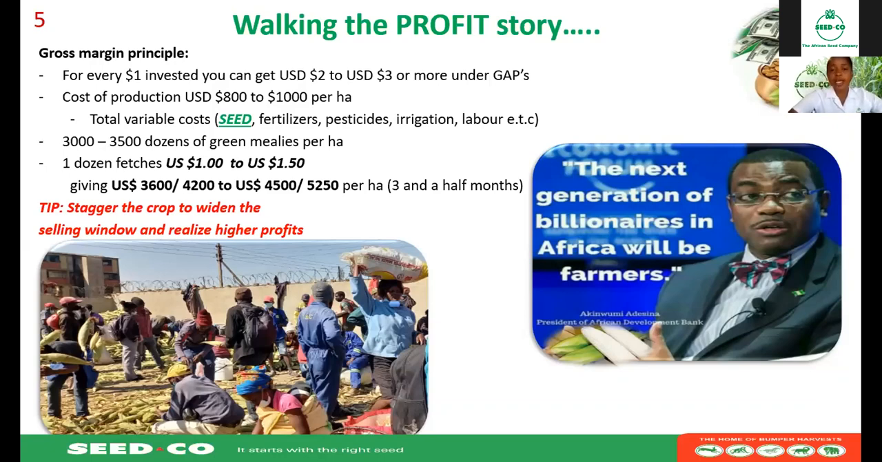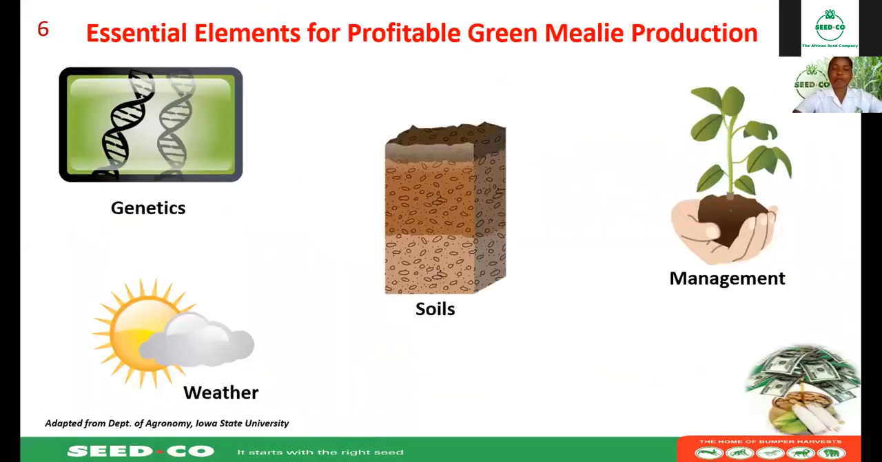And the two-time president, Akinwumi Adesina, said, and I quote, "The next generation of billionaires in Africa will be farmers." So why not? As farmers, it's upon us. The impetus is upon us to jump on board and embrace farming as a formidable business. So with that in mind, with the profitability story lingering in our minds, let's discuss the essential crop production principles that you need to look at.